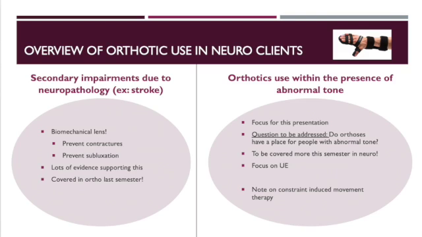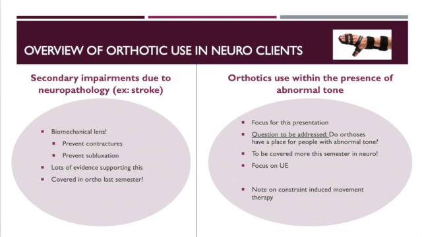The biomechanical lens focuses on the idea that the orthosis will provide stretch to muscles to minimize contractures, prevent subluxation, and secondary impairments due to the neuropathology. There's a lot of evidence out there on this, and a lot seems to be in favor of it. However, this is not going to be what we focus on, as that was what we learned last semester in ortho. I will be focusing on the neurophysiological lens.